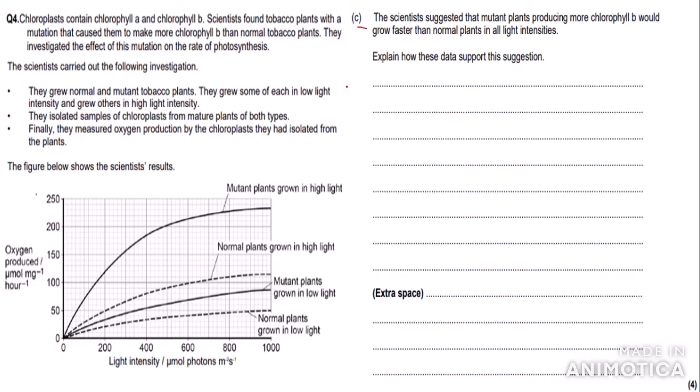Remember from the question that more chlorophyll B is produced when the plants are mutant. So we need to look at the mutant plant data. As you can see, the mutant plants give a higher rate of oxygen production, both in the high light and low light. And we need to explain our data, so we need to say why this happens, not just what the pattern is. So this is what I've written.